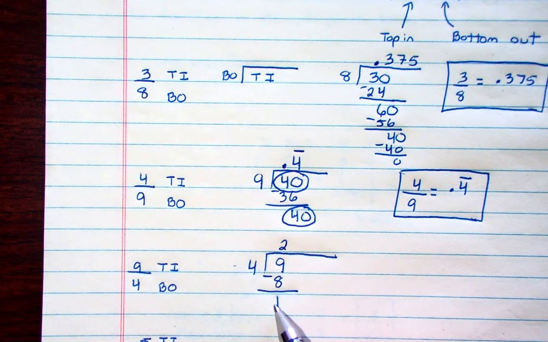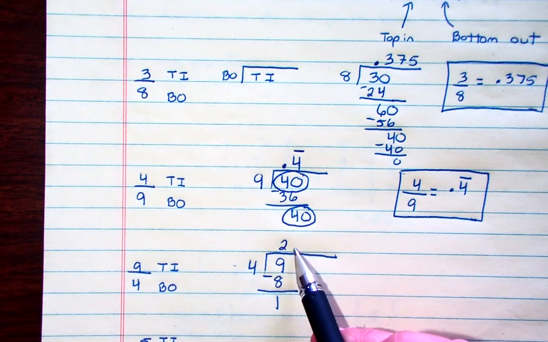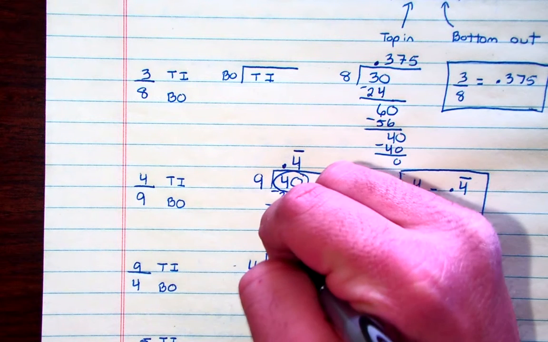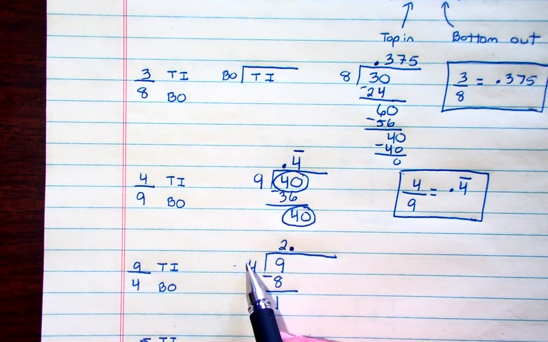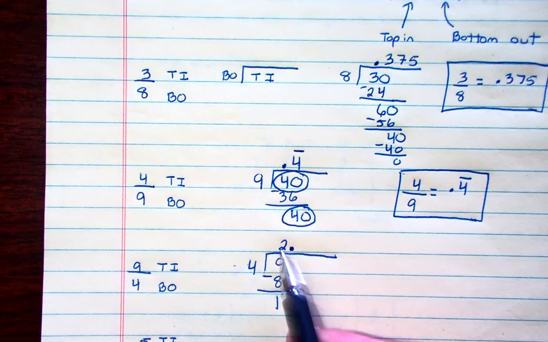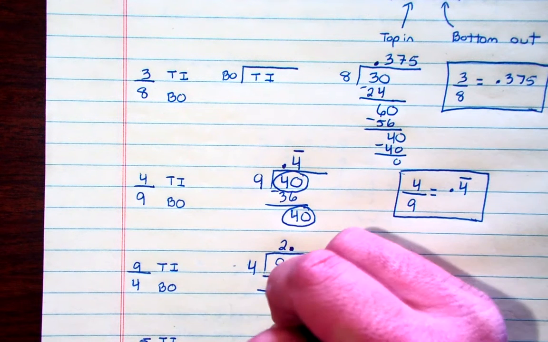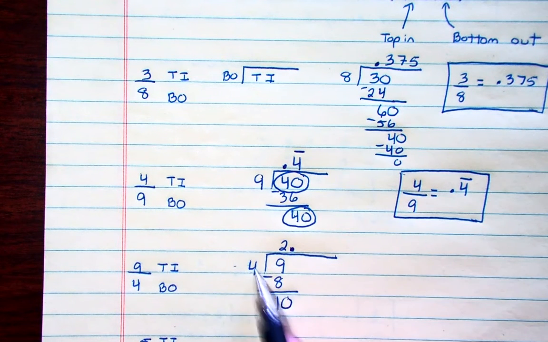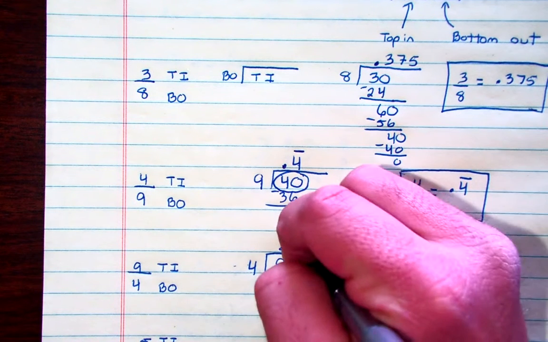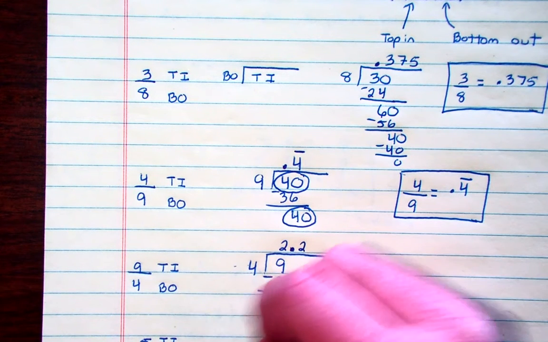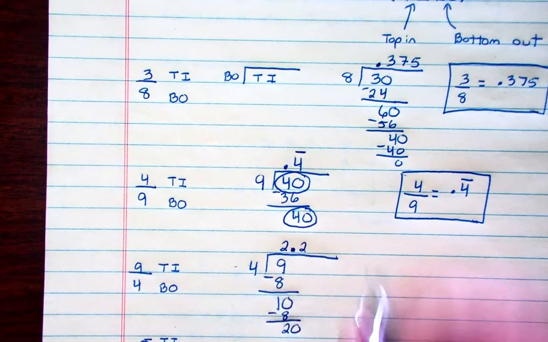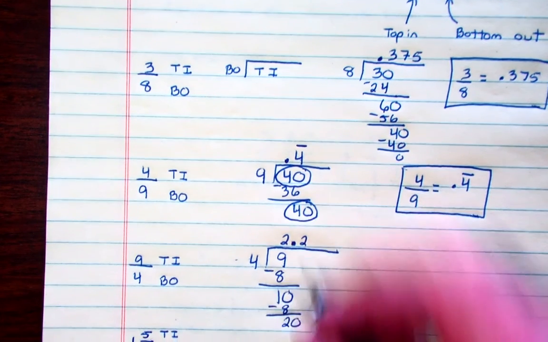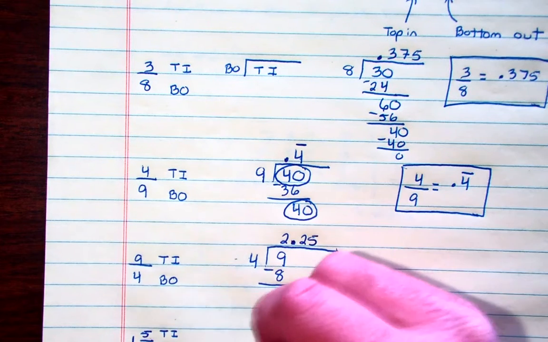4 cannot go into 1. So in this case, I'm going to add my decimal right behind the 2. Why is it behind the 2? Because y'all just told me 4 went into 9 2 whole times. Now since I have a remainder, add your 0. 4 can go into 10 2 times. Again, I have a remainder, so add your 0. 4 can go into 20 5 times.